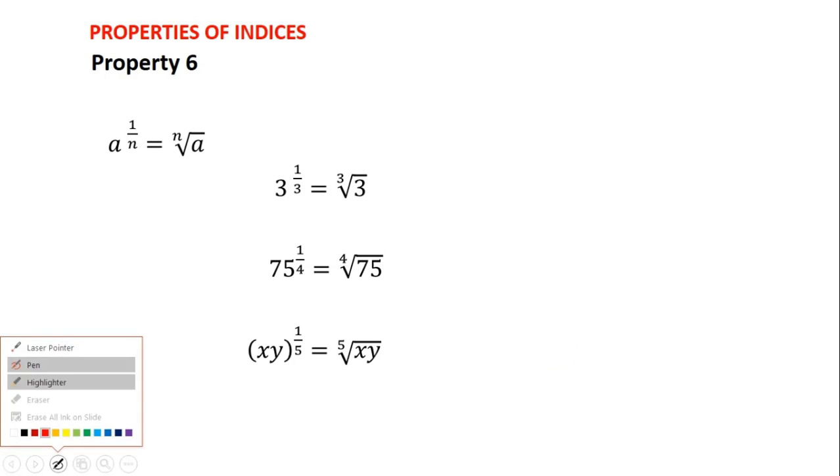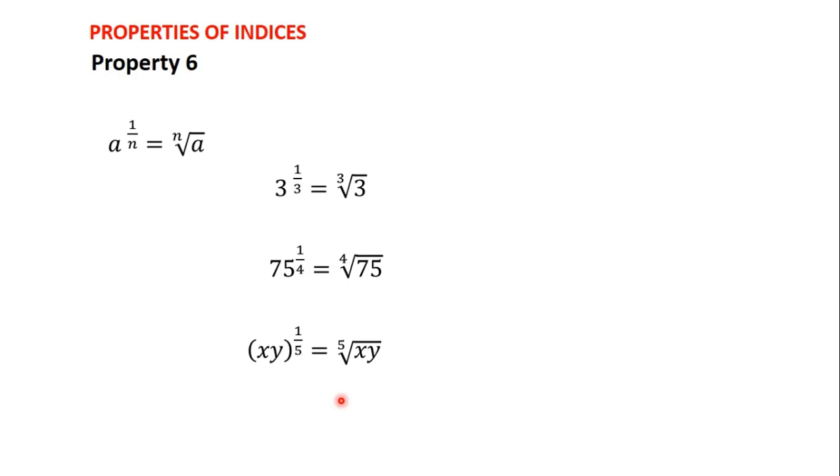So this is the sixth property. Now let's consider this. If n is 2, you have 5 exponent 1 over 2. This will give us the square root of 5. And this is how to write the square root of 5. You write the square root sign, then 5. So if n is 2, you are not going to write 2 as a small number here. You only do that when n is 3, 4, 5, and so on and so forth.